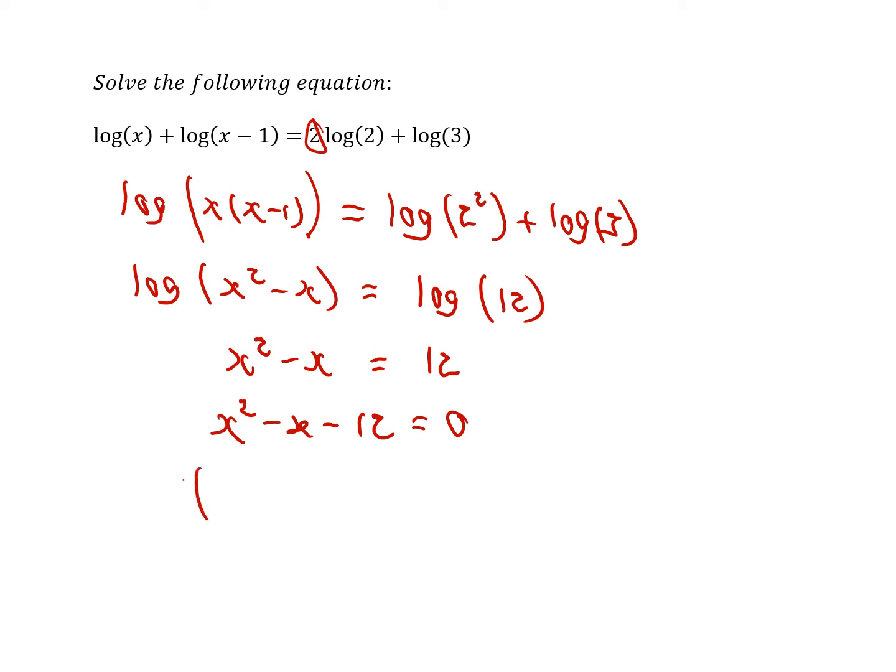So when I factorize this, x minus 4 times x plus 3 equals 0, from which I can write down x equals 4 and x equals minus 3.